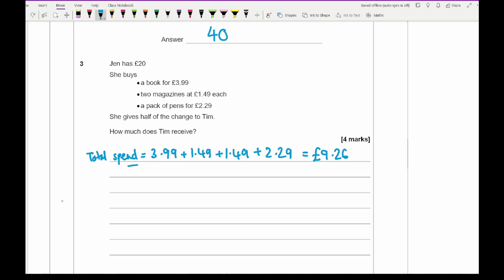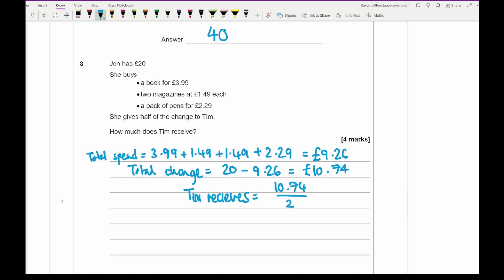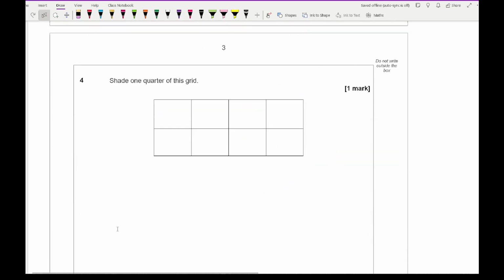We then need to work out the total change, so that's going to be 20 minus 9.26, which gives me £10.74. So then how much does Tim receive? Well, it's going to be half of that, so it's 10.74 divided by 2, giving me a final answer of £5.37. Moving on to question 4, it says shade 1/4 of this grid.